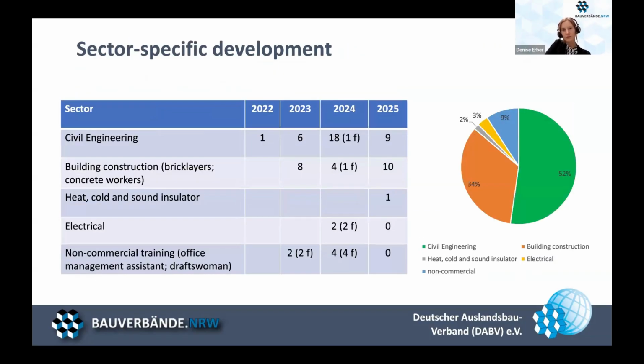Here you can also see the sector-specific development. So most of the candidates we match with construction companies are in civil engineering. Then second is the building construction sector with 34%. 9% is non-commercial training like office management or assistant draftswomen. You can see that's where most of the females we matched went. We also had some candidates who now work in an electrical company and as heat, cold, and sound insulators as well. Next slide.